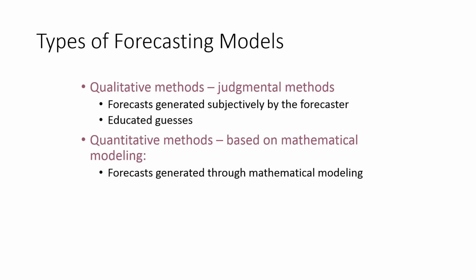A little bit more about the qualitative methods. The forecasts are generally subjective, and they're subjective by the forecaster, and they are largely educated guesses. The quantitative methods, the forecasts are generated through mathematical modeling, and that's basically repeating what we've just said. But it's important to note that most of what we're doing in forecasting falls back to that quantitative method.